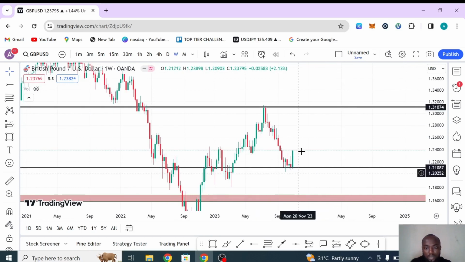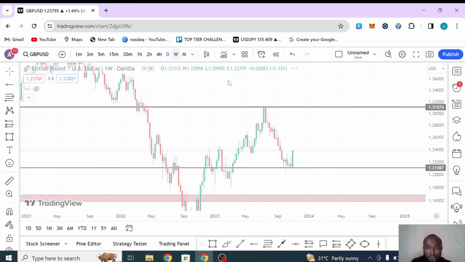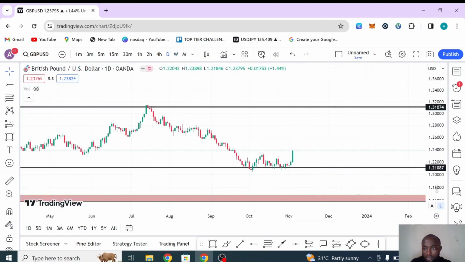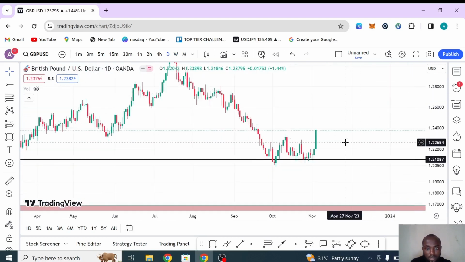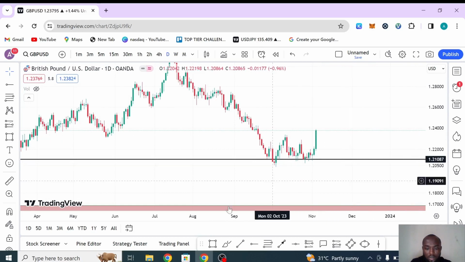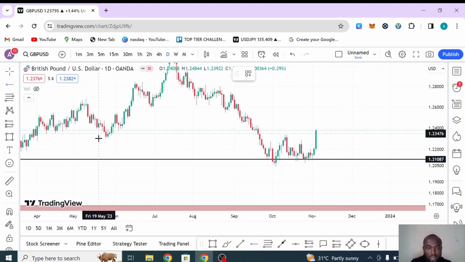Since this market bounced off from here, there is a probability for the market to start moving up. So the next level is here. But for now, remember the direction. Even last week I was telling you guys, be patient, wait for this market to clear this zone. All right, I told you to wait for this market to clear this zone.